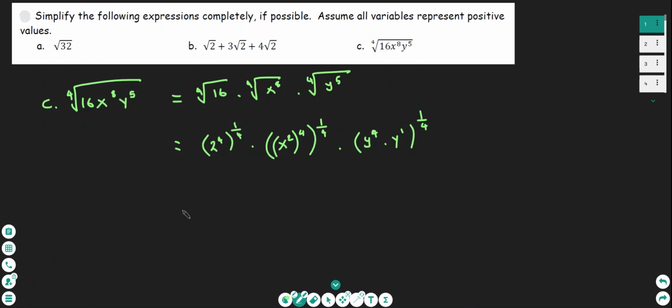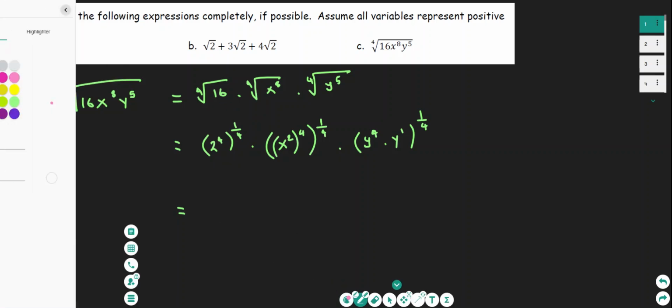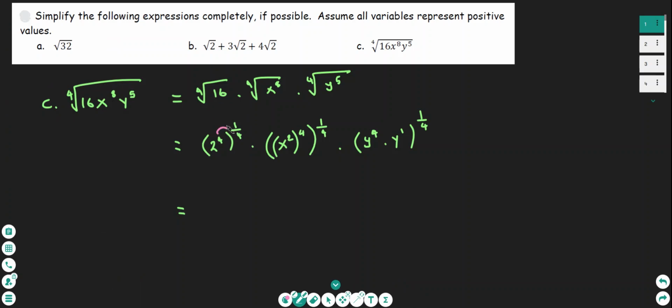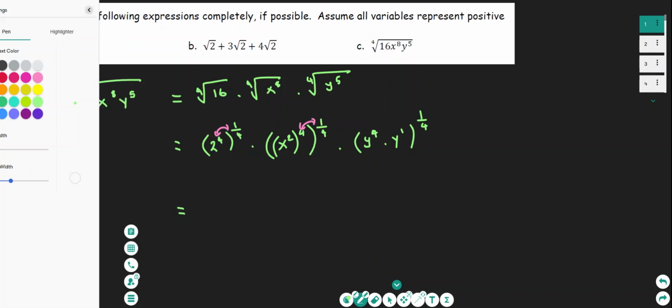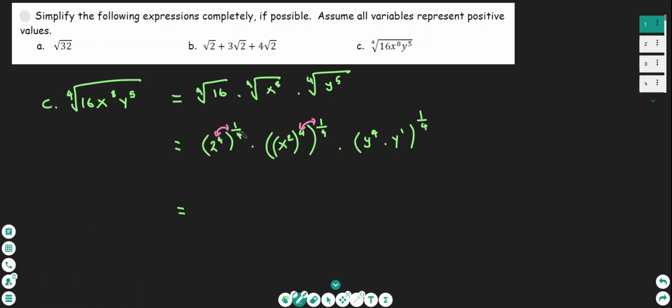And in the third step, we apply the rule of exponents. That is, we know that these exponents get multiplied. We will see for the last one; let's do the first two. So this becomes 4 times 1/4, which is 1. So this actually becomes 2 to the power of 1. And here once again, 4 times 1/4 becomes 1. So here we have x squared to the power of 1.